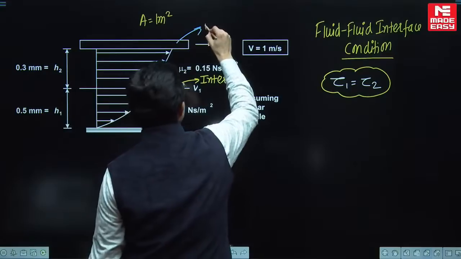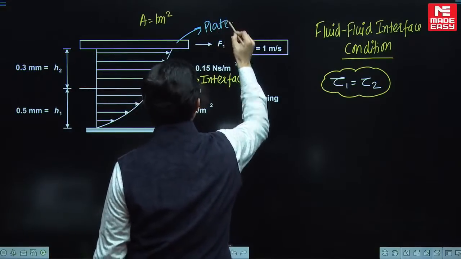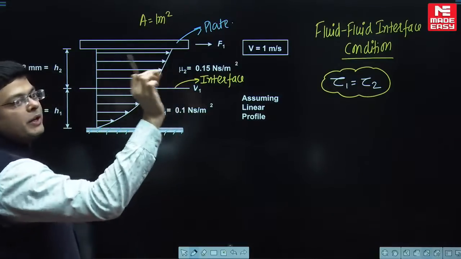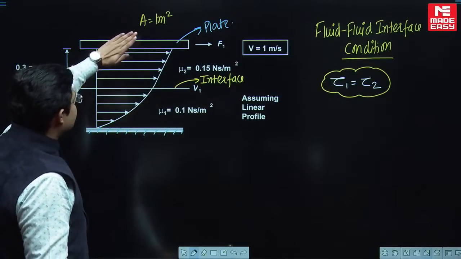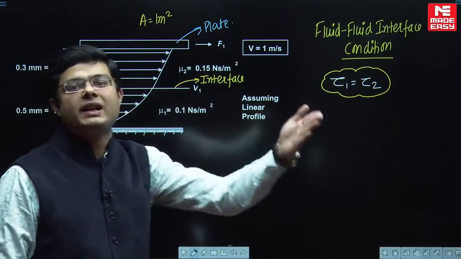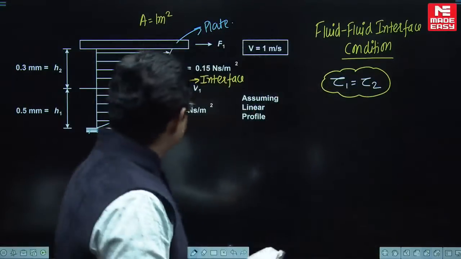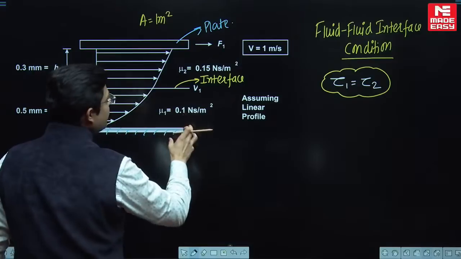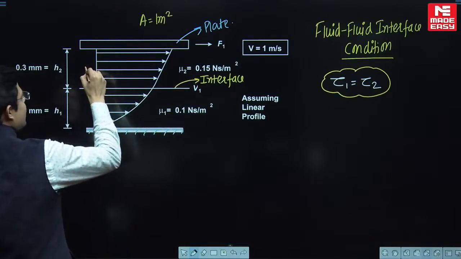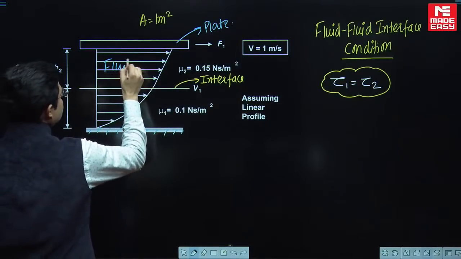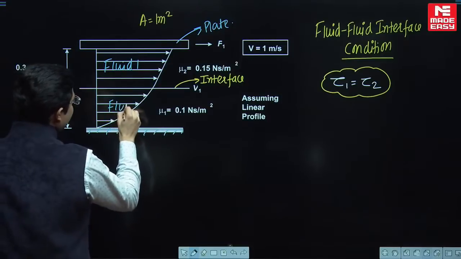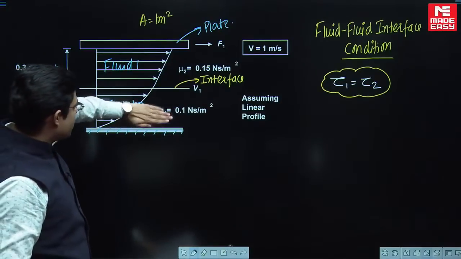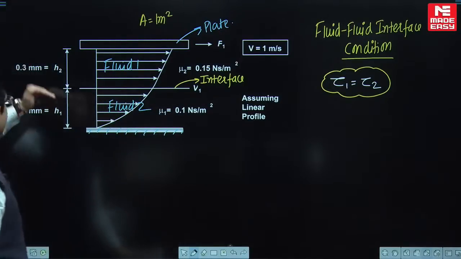So let me explain you the question. The upper plate is there, and this is the lower stationary plate. But you just look at the beauty of the question, that in between there is no single fluid, otherwise directly F is equal to mu AV by Y. But there are multiple fluids in between. This is the upper fluid, fluid 1, and this is fluid 2, my dear students. Okay, so multiple fluids are there.